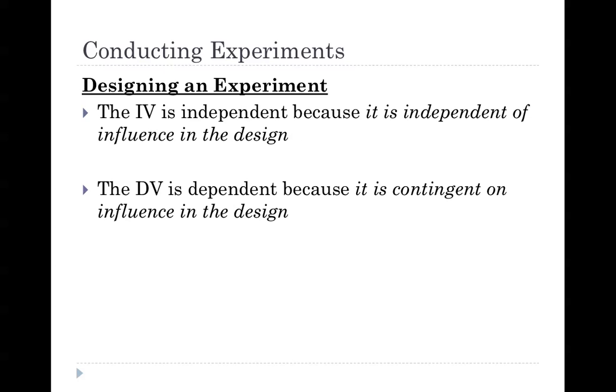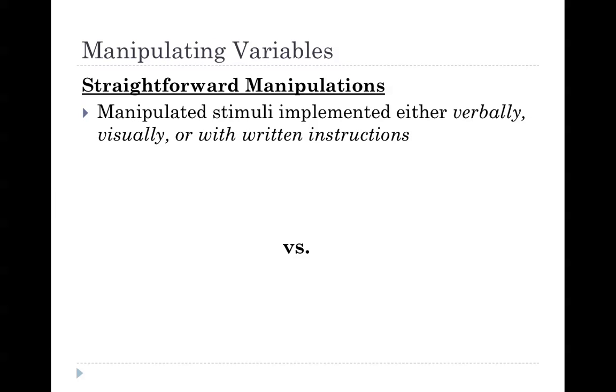Now, because experiments generally involve two main things, a manipulated independent variable and random assignment, we can really, for the most part, we understand random assignment, so we can really start differentiating on different types of manipulations. So the first kind is a straightforward manipulation, and this deals with a manipulated stimuli that is implemented either verbally, either visually, or with written instructions.